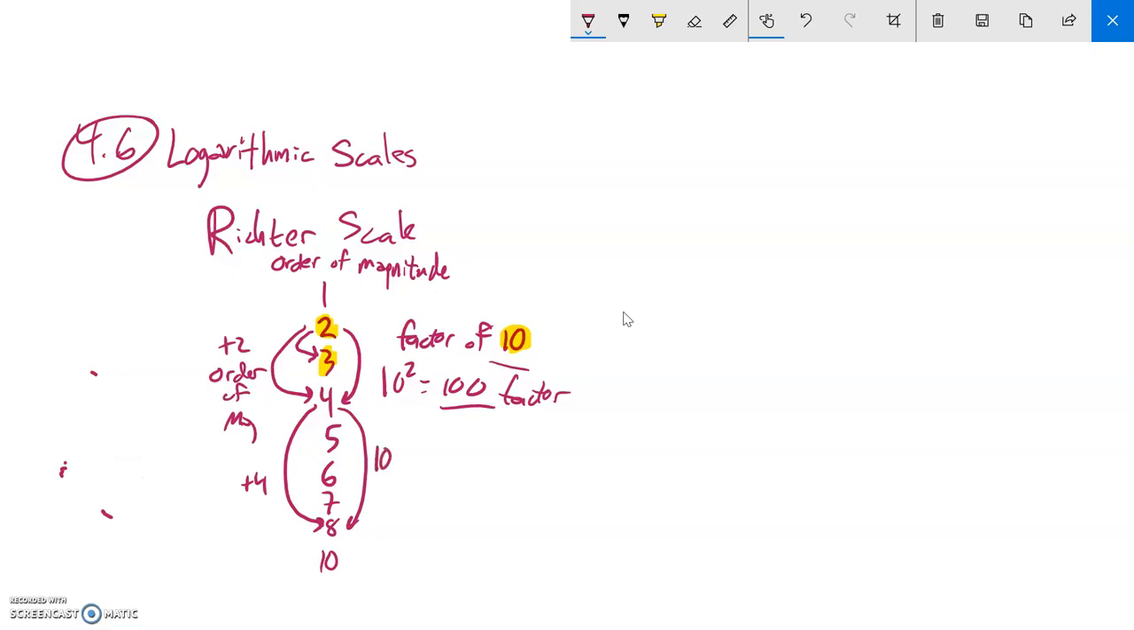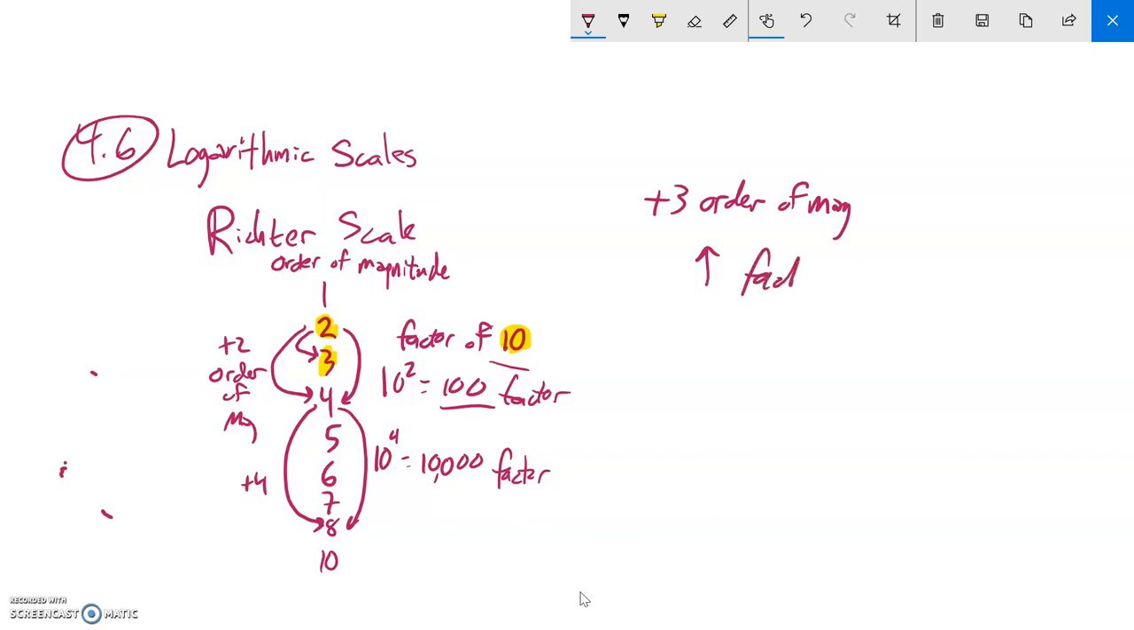So how about a 4 up to an 8? Notice that's a change of 4 in my order of magnitude, but it's not 2 times intense or 4 times intense. It's actually 10 four times, multiplied by itself 4 times. So that'd be a 1 with 4 zeros. So it's actually 10,000 times more intense, that factor.